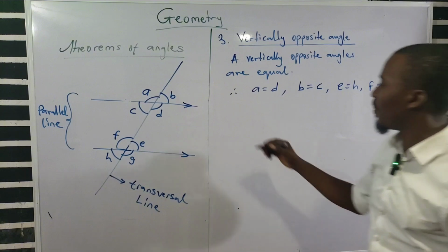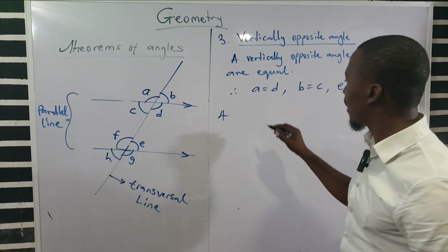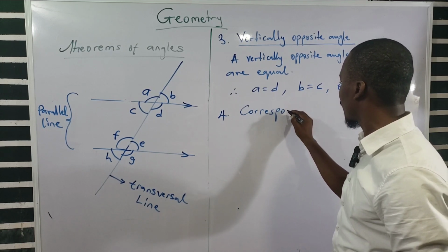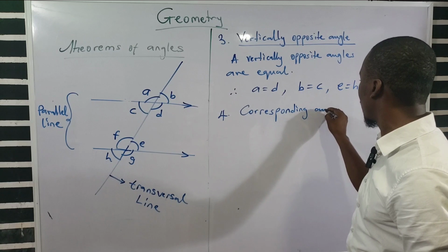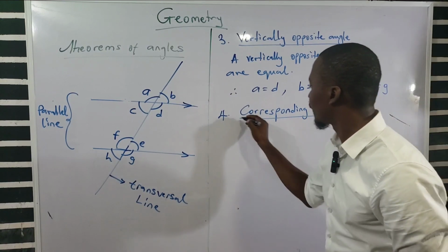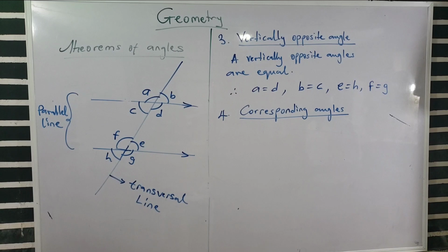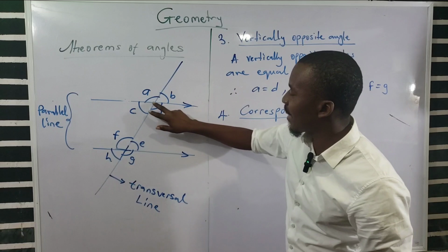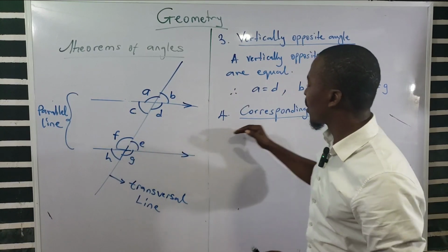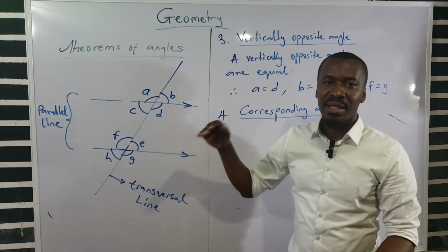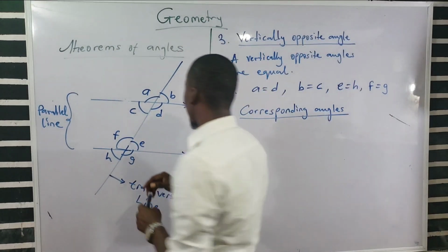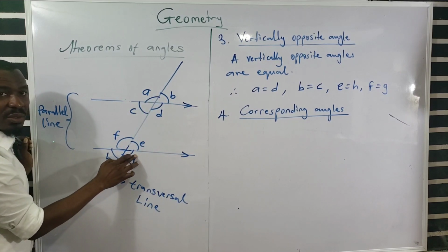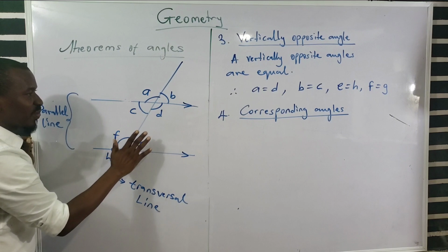Okay, so let us look at number 4, corresponding angles. When do we have corresponding angles? Now, vertically opposite happens at a particular point. But for corresponding angles, we have to consider the other points, meaning that an angle here has to correspond with an angle here. An angle here has to correspond with an angle here.